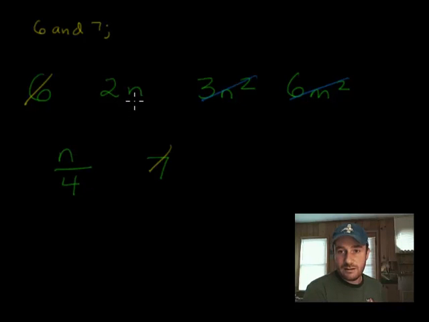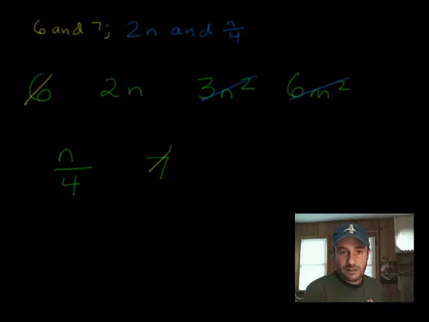But here's an n with no power, another n with no power. Even though this one's being divided by 4, that's okay. This one's being multiplied times 2, this one's being divided by 4. So these are also like terms. So 2n and n over 4, those are also like terms because it's an n alone. There's no power involved or anything like that. So those should be connected together too.